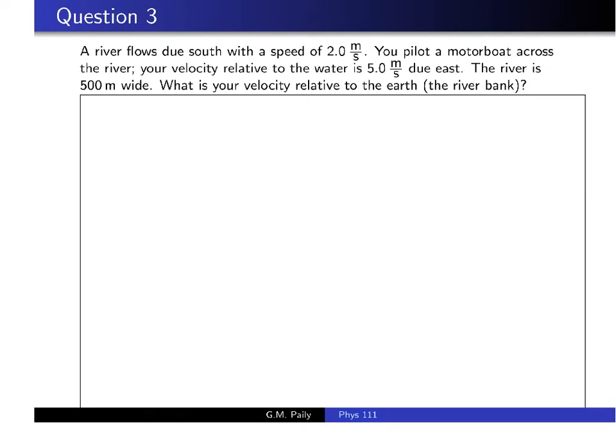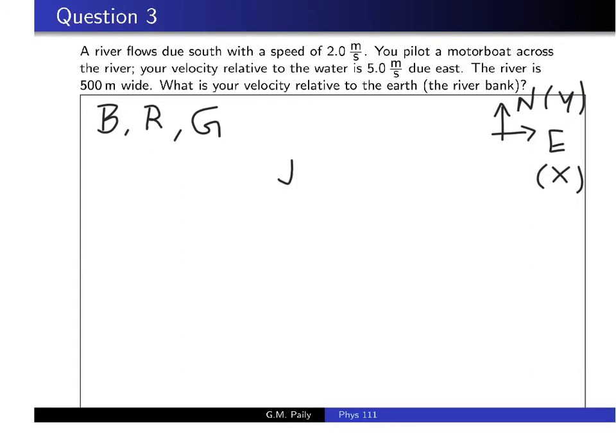In this problem, our three objects are the boat, the river, and the ground. We start by setting up our coordinate axes. We assume that east is the positive x direction and north is the positive y direction. In that case, the velocity of the river with respect to the ground is 2 meters per second in the negative j hat direction, since it is flowing south.